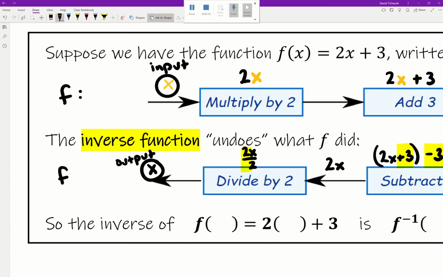And you might have seen this before, but we use this notation of a superscript of -1. Now, that is not an exponent. That is just simply a superscript. That's just notation for us to recognize that this is the inverse function that we're dealing with here, okay?